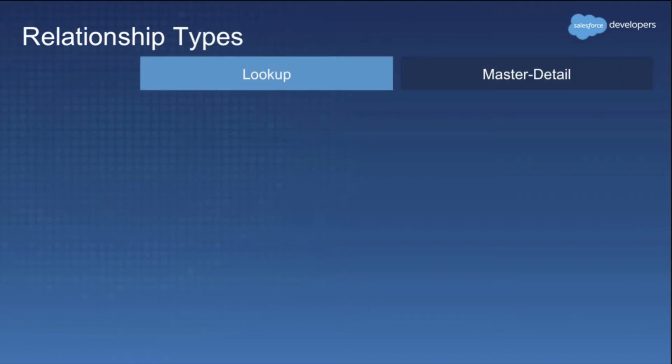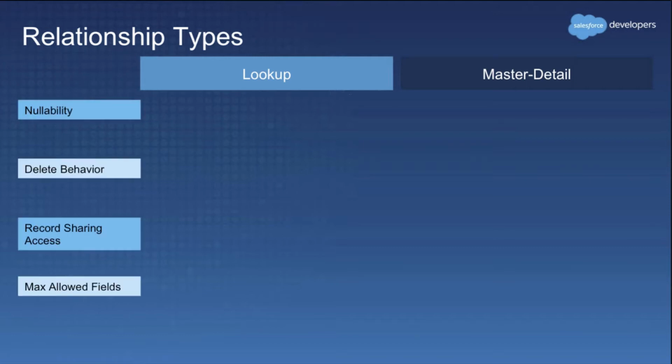And speaking of relationship fields, there are two fundamental relationship field types. And this is actually a really important design time consideration. When I decide how to build my data model, and if I'm going to build relationships between two objects, I have these two different types to pick from, either a lookup field or a master detail field. So what's the difference? Well, if we look at these different axes of behavior in relationships, this is really where we see the difference between lookups and master details. So nullability, what's the behavior on delete? What's the record sharing access? And how many of these fields can we put in a given object? So those are the four things we have to consider.